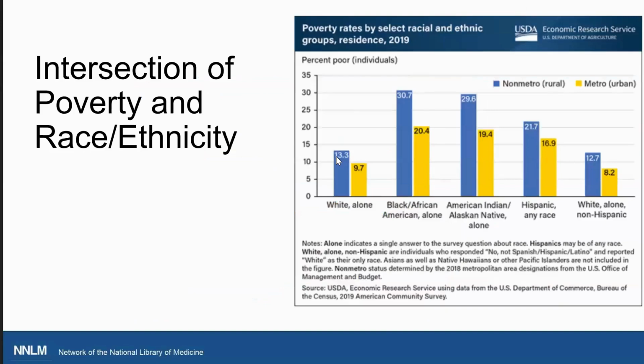Another trend worth noting is the intersection of poverty and race slash ethnicity. This chart is an example of the charts that are available from the Economic Research Service and shows higher rates of poverty in rural areas and that the gap for people of color is larger in rural areas. So that gap that exists nationally is wider in the rural areas than in the metro/urban areas.